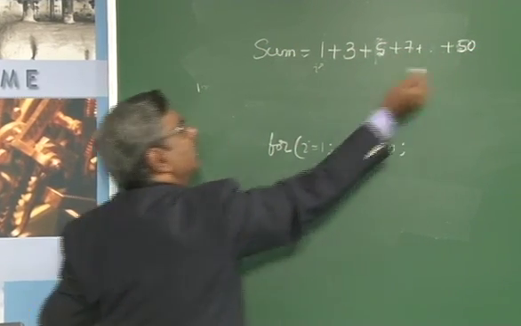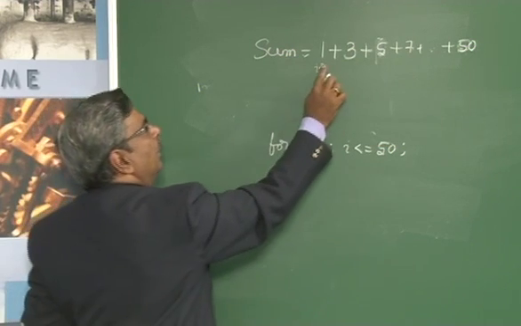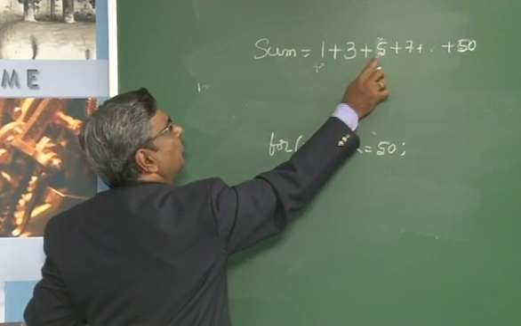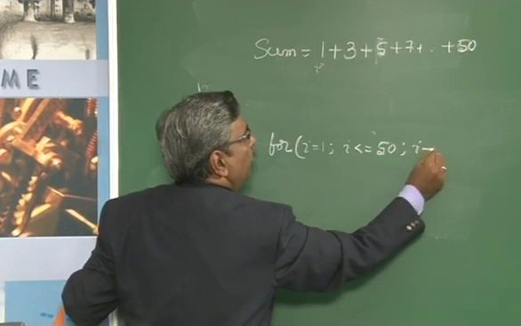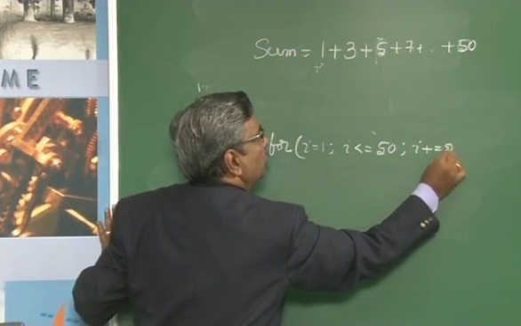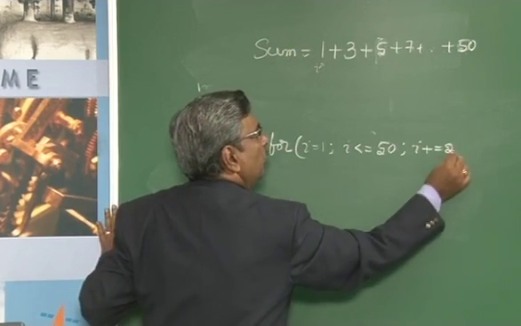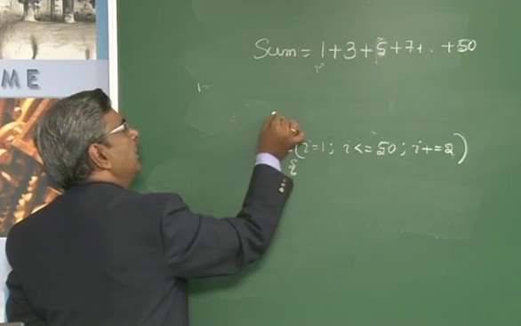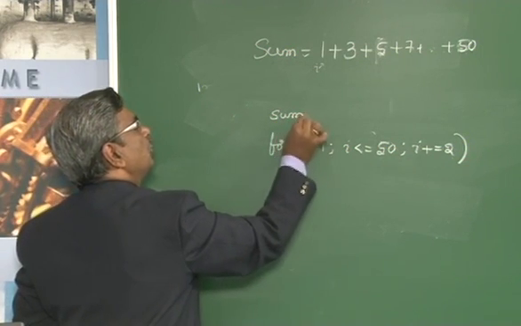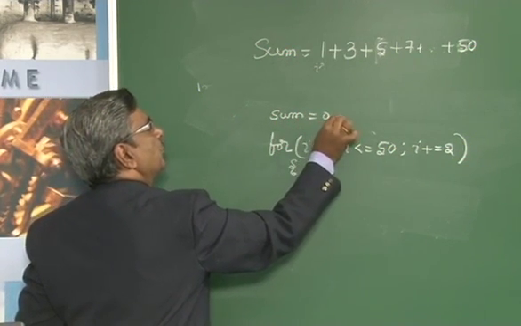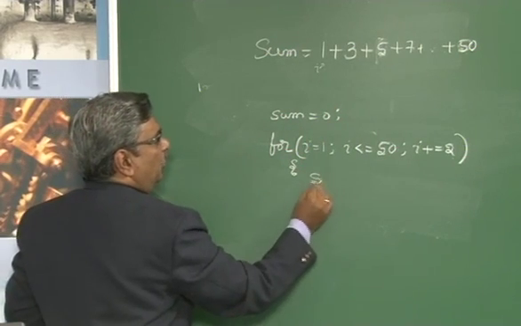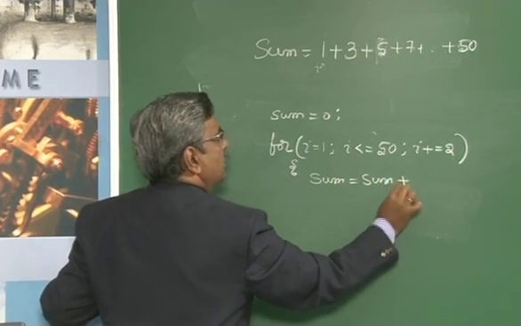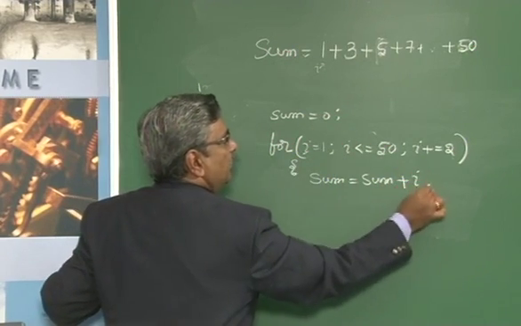If the condition is like this, then I value is initially 1, when 2 is added it becomes 3, added 2 becomes 5. So I plus equal to 2. You can also put I is equal to I plus 2. Begin, initialize the sum variable to 0. Sum equal to sum plus I, that's all.